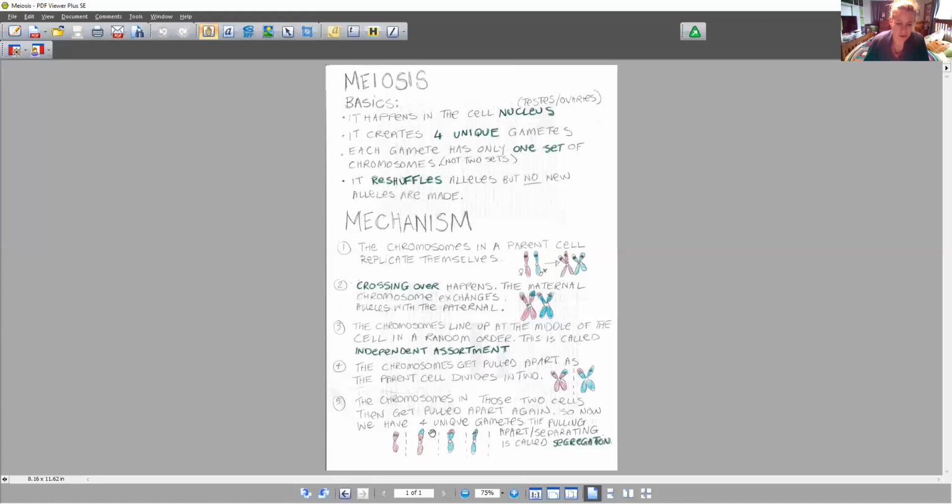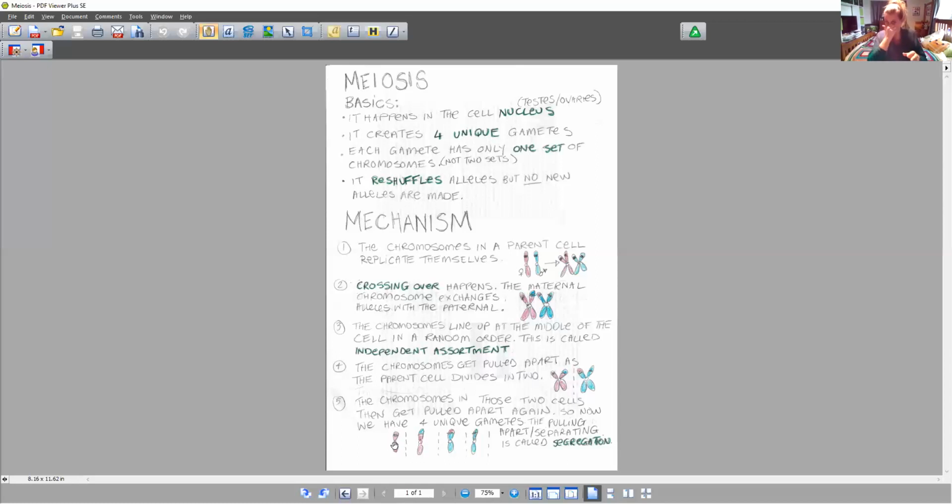1 sperm cell, 2 sperm cell, 3 sperm cell, 4 sperm cell. Can you see how they've got all different assortments of the alleles? This one has all of the maternal alleles. This one has most of the maternal alleles plus a little bit of the paternal. This one is mostly paternal with a little bit of the maternal. And this one is all paternal. The separating of these alleles is called segregation.